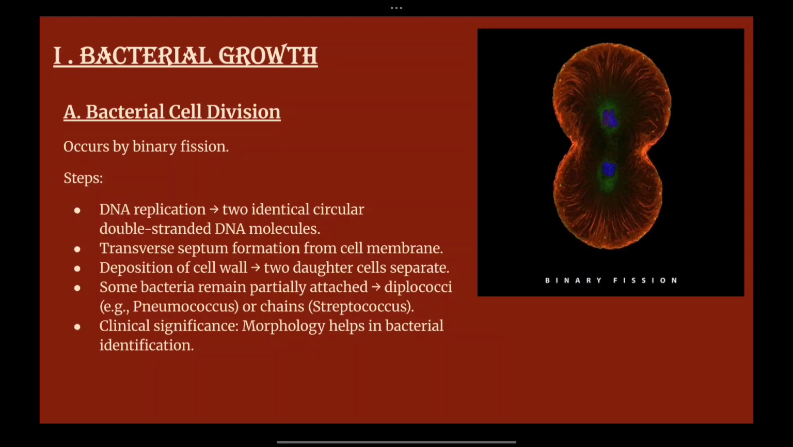So these are a few examples of binary fission happening inside different types of bacteria. Now the clinical significance of binary fission is that morphology helps in bacterial identification. When you see a certain type of cell, you are able to identify it because of the binary fission. Certain bacteria have the same kind of nuclear material and the same type of cell membrane because of the identical, mirror-image cells formed by binary fission.